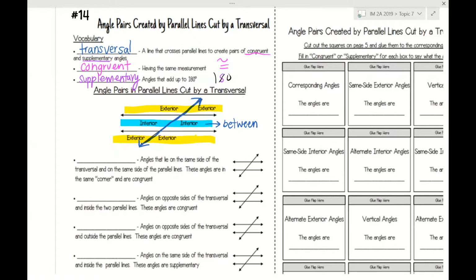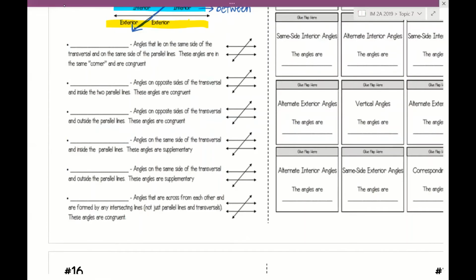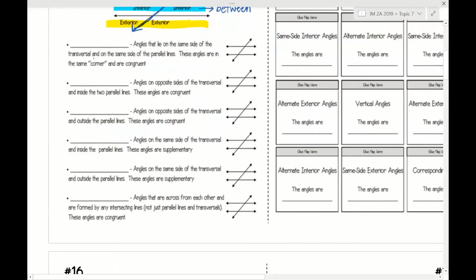So we have a few different types of angle pairs that we're going to review in this lesson. The first type of angle pair are angles that are on the same side of the transversal and on the same side of the parallel lines. These angles are in the same corner and are congruent. So these angles are what we call corresponding angles.